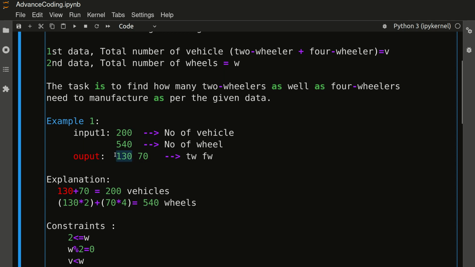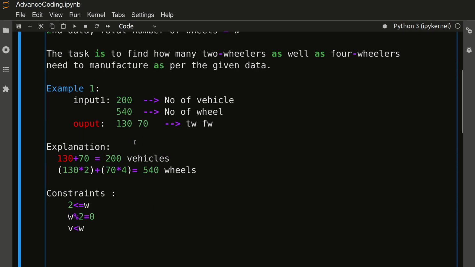Now if you see this example, with the help of these two data we can find out there will be 130 two-wheelers and 70 four-wheelers. Now how to prove this? You can see the explanation. 130 two-wheelers plus 70 four-wheelers, if you add this, you will get 200 vehicles. Now if you see the wheels, 130 two-wheelers means 130 into 2 plus 70 into 4. If you add this, you will get 540 wheels. So if you are given 200 vehicles and 540 wheels, you can say that 130 two-wheelers and 70 four-wheelers can be manufactured.